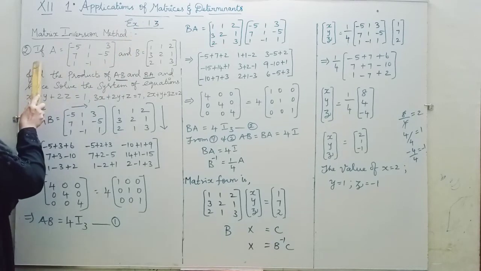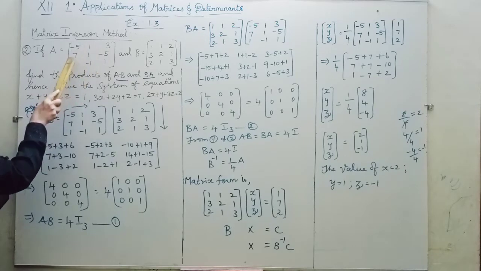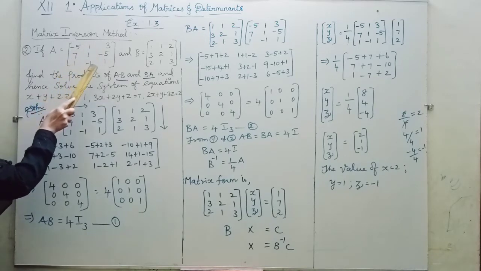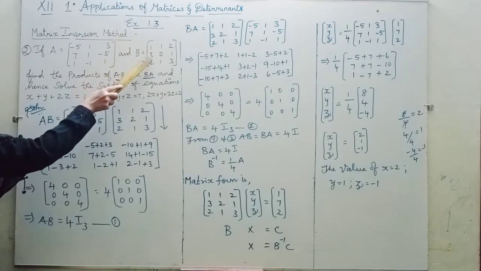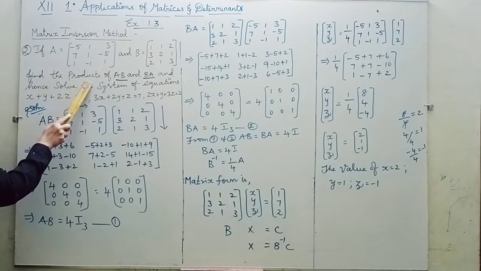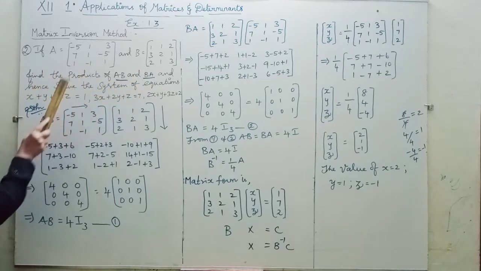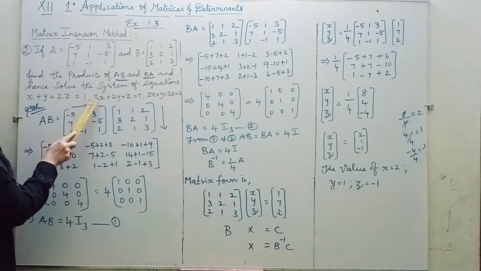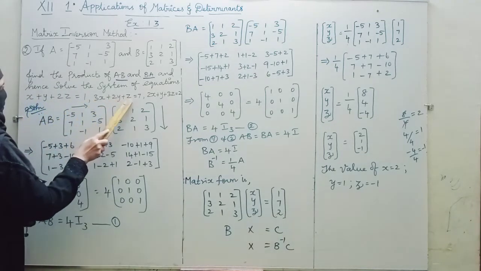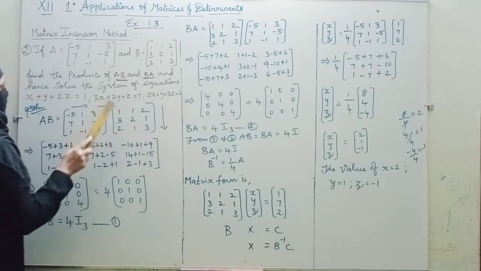Exercise 1.3, second problem. If A equals [[-5, 1, 3], [7, 1, -5], [1, -1, 1]] and B equals [[1, 1, 2], [3, 2, 1], [2, 1, 3]], find the product of AB and BA, and then solve the system of equations x plus y plus 2z equal to 1, 3x plus 2y plus z equal to 7, 2x plus y plus 3z equal to 2.